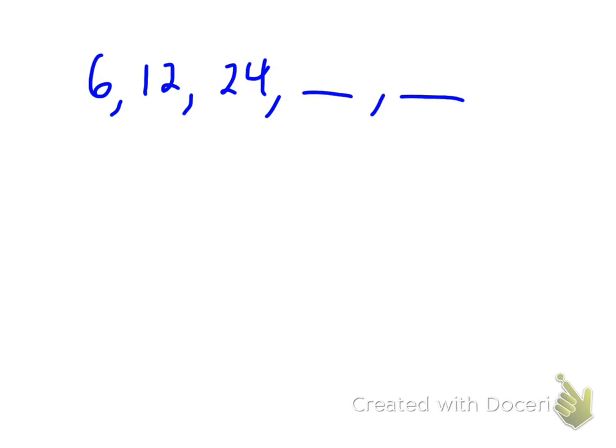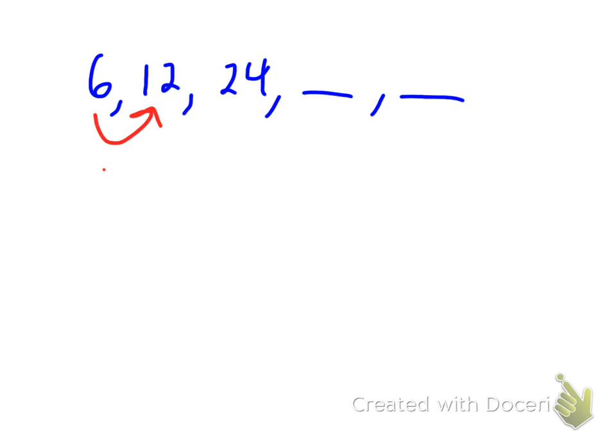So if I look at a problem like this, we have 6, 12, 24, and I want to figure out what the next couple are. So if I look at what's happening between these numbers, if I'm adding 6, well, this one now is adding 12, so it's not adding a common number. So what else could be happening?